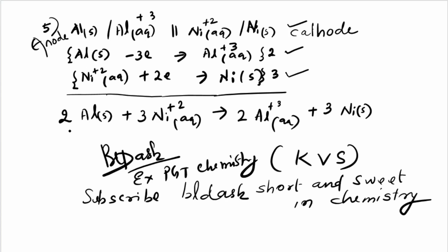Al is multiplied by 2 and Ni+2 is multiplied by 3, and the electrons cancel each other. This is 2Al, and 3Ni+2 (aq), because one is multiplied by 2 and the other by 3. This is called the overall reaction. From the cell representation, one can know the half cell reactions and then the overall reaction. I hope it is clear to you how to find the overall reaction and cell representation, and how to calculate the EMF of the cell with the help of the electrochemical series. I hope it is clear.